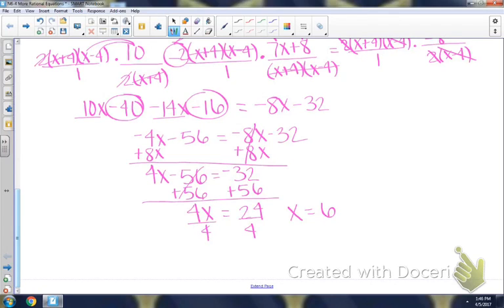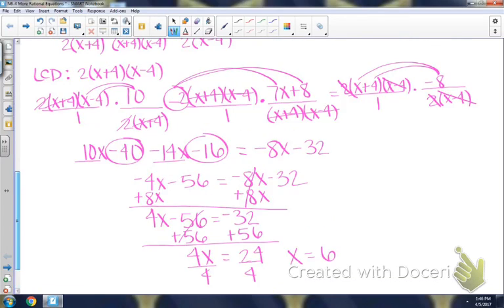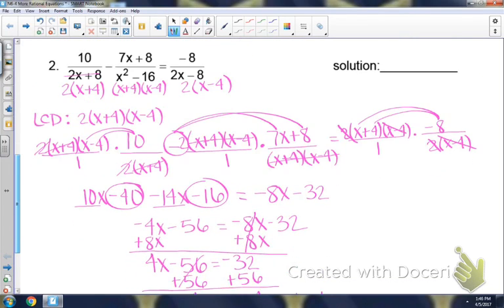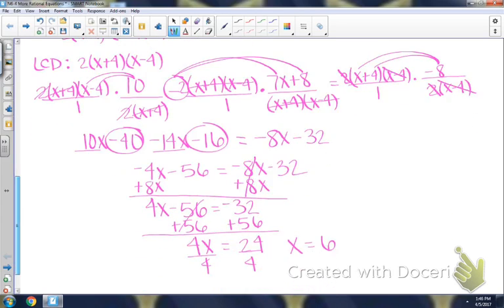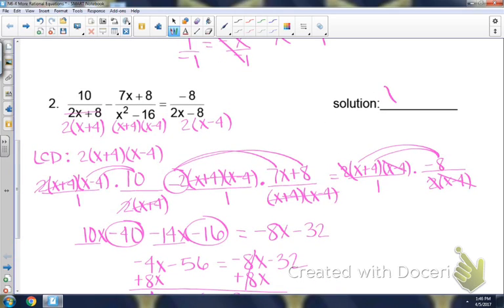So again, when you're solving a rational equation, you need to check the denominator. Notice if we were to plug a 6 into x for any of those denominators, it would not cause your denominator to be 0. So that's a good solution. x equals 6.